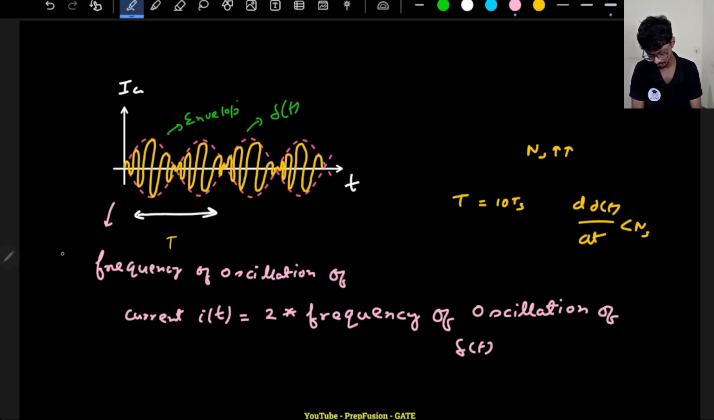Okay, so this is some intuitive thing that can be asked in an interview or in some theoretical MSQ also.